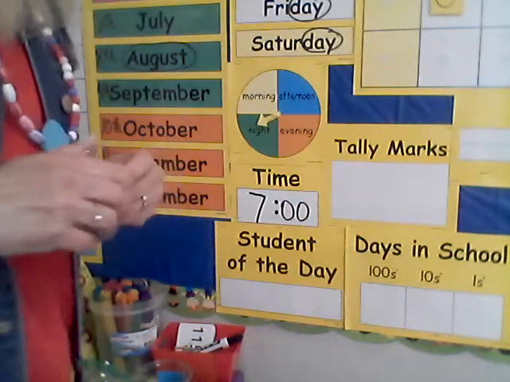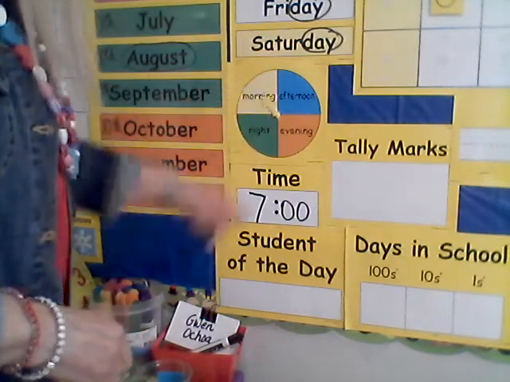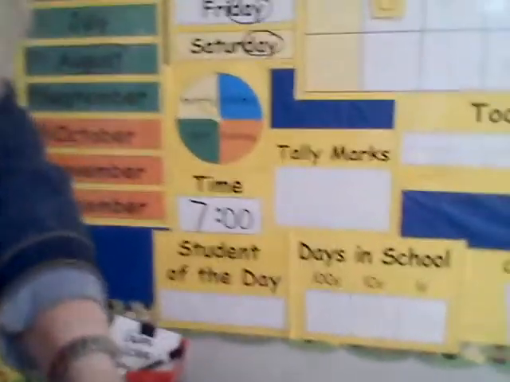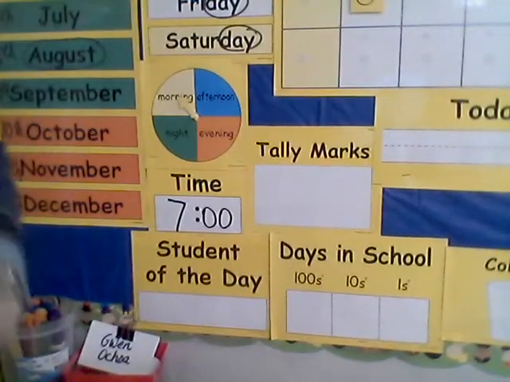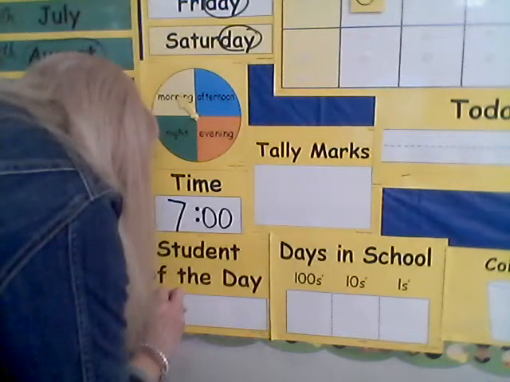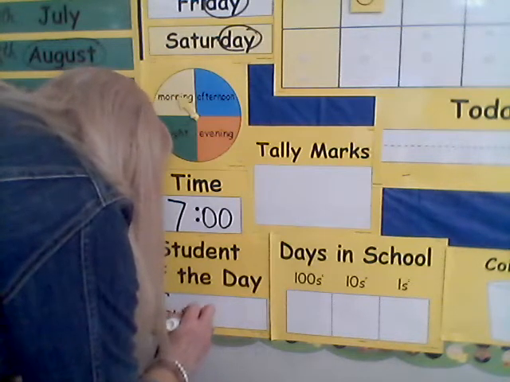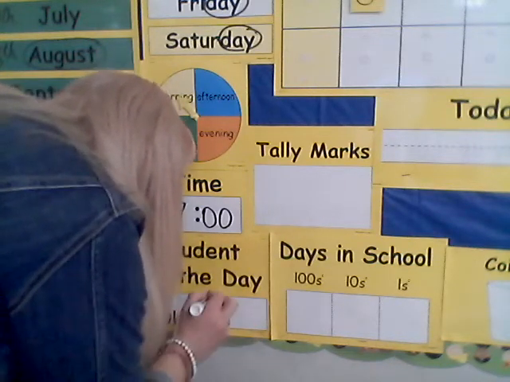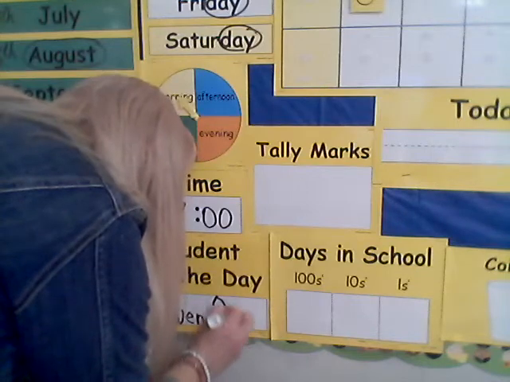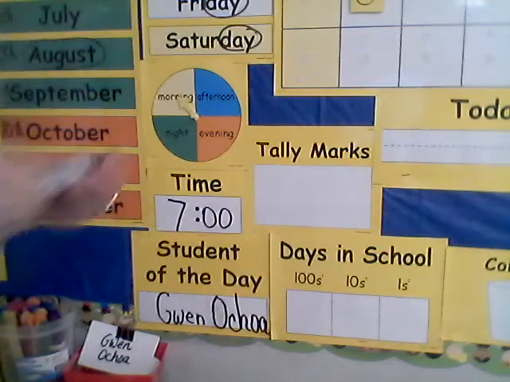Wow. Now, of course, if Gwen was here, the very, very first thing Gwen would do is turn the clock to morning. And then she would write her first and last name. But because Gwen isn't here, Mrs. Harrow will go ahead and do that for her. I'm going to write Gwen. Oh, that's a terrible O. Sorry about that, Gwen. Okay, Gwen Ochoa.